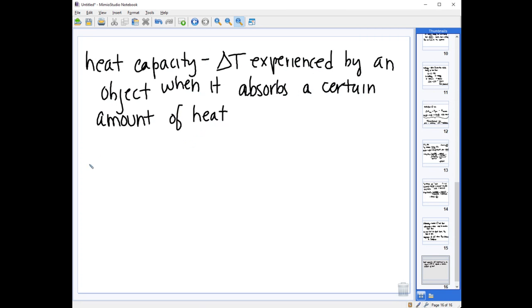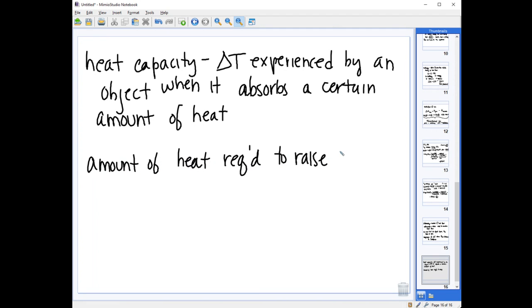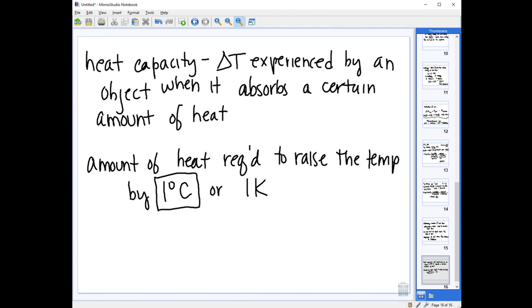And how much is that amount of heat? Well, it is the amount of heat required to raise the temperature of that substance by 1 degree. And we're talking here 1 degree Celsius or 1 Kelvin. Remember, those are both on a 1-to-1 scale. And so we can use Kelvin or you can use Celsius most of the time. What you're going to see is we're going to use degrees Celsius as our unit for this.